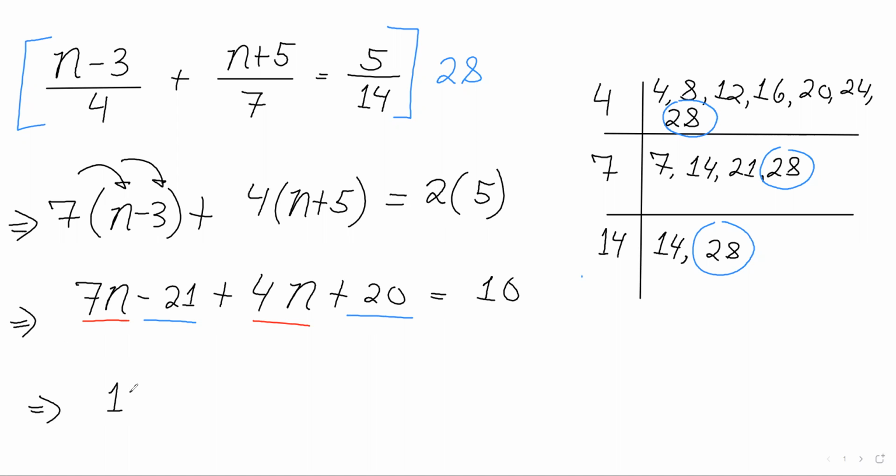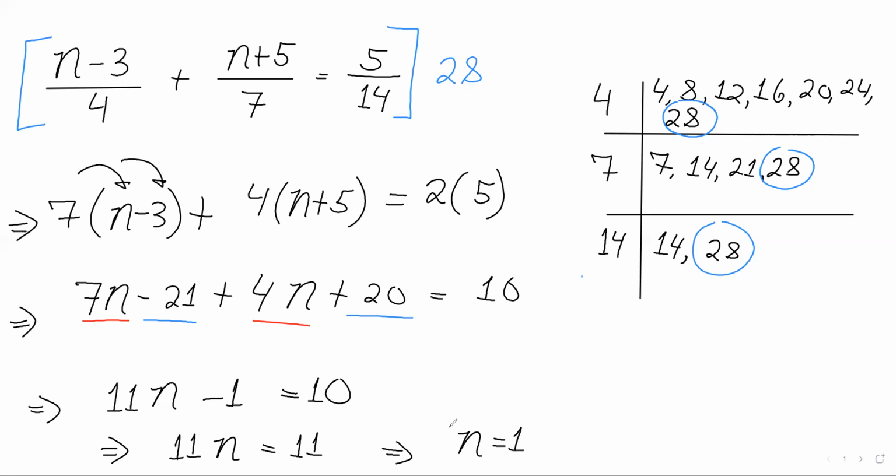We get 11n. Negative 21 plus 20 is negative 1. Add 1 to both sides. 11n equals 11. So n is equal to 1. Okay, let's do a second example.